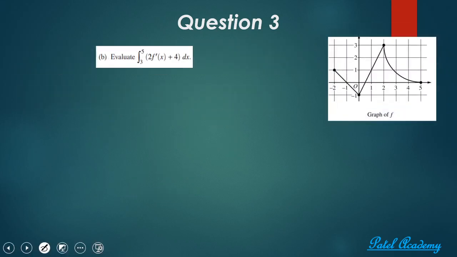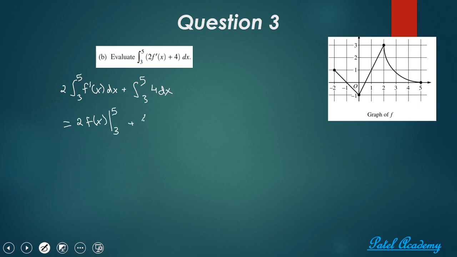Moving on to question B. Evaluate this integral. Just really quickly, I'm going to say that this integral can be split into its two components. So I get the integral of f prime at x dx plus the integral from 3 to 5 of 4 dx, which is equal to, now keep in mind that the integral of the derivative, by the fundamental theorem of calculus, is the original function. This is going to be evaluated from 3 to 5.